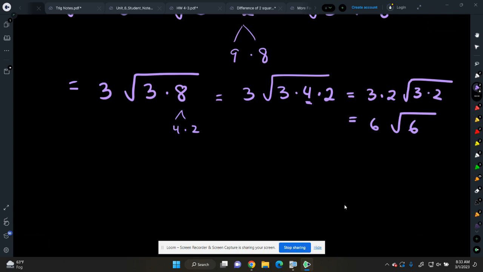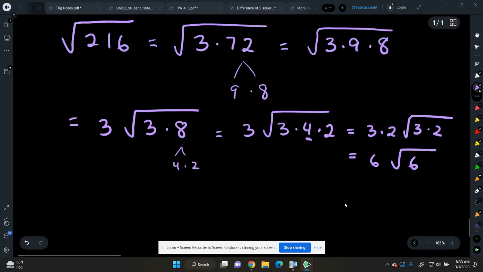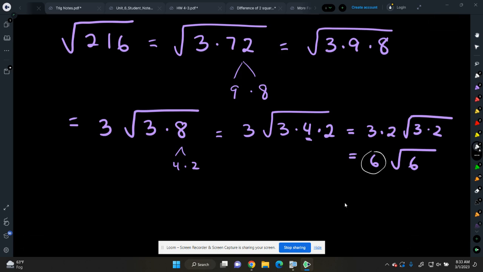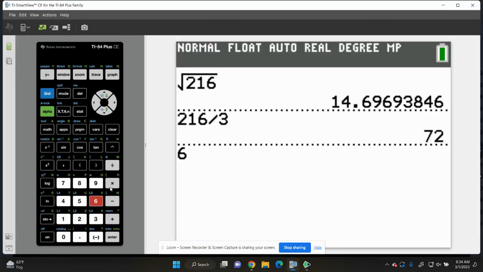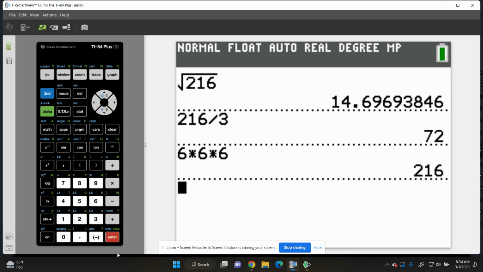I'm going to show you one of the ways that I check my answer. In order for this 6 to be outside, it had to be 6 times 6 on the inside. Do you all agree with that? So I just double check it: 6 times 6 times whatever's left inside. 6 times 6 is what's outside, times the 6 that's inside, and sure enough, that gives me 216.